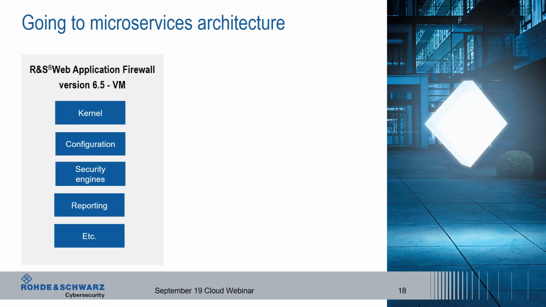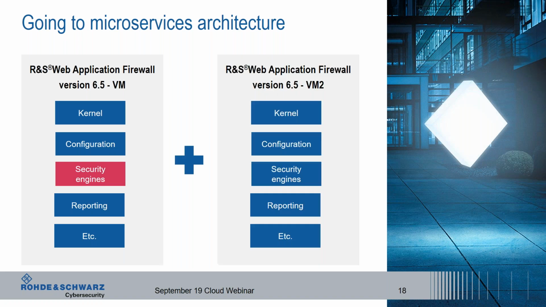It's a good transition to show what we will do into the future. So currently, when we are scaling a virtual machine, the virtual machine is composed of several modules like a Linux kernel, some configuration capabilities, security engines, reporting. And when we need to scale, for example when the security needs to take a lot of CPU usage, we will bring another virtual machine in order to scale.